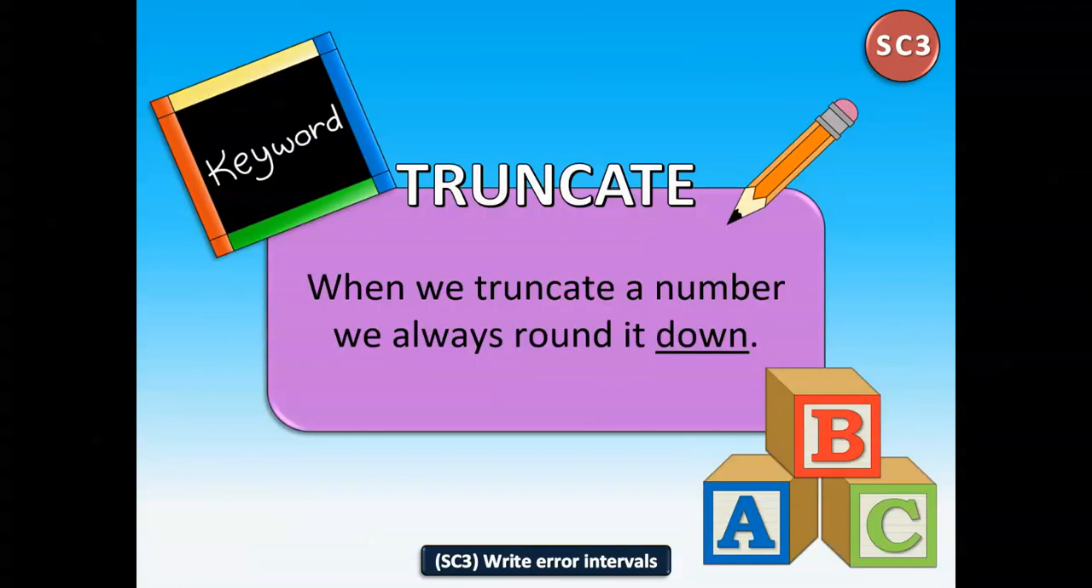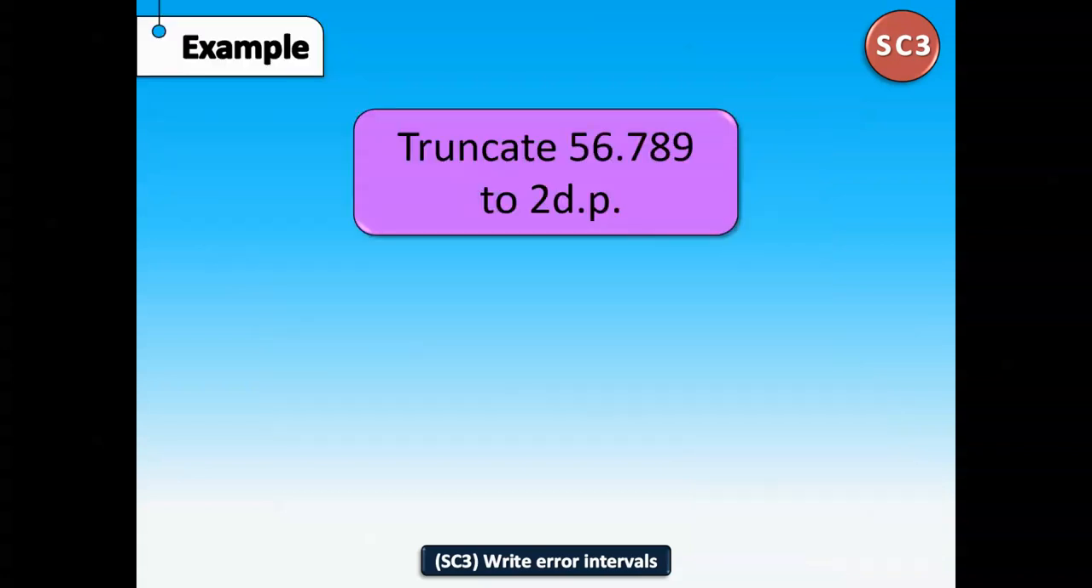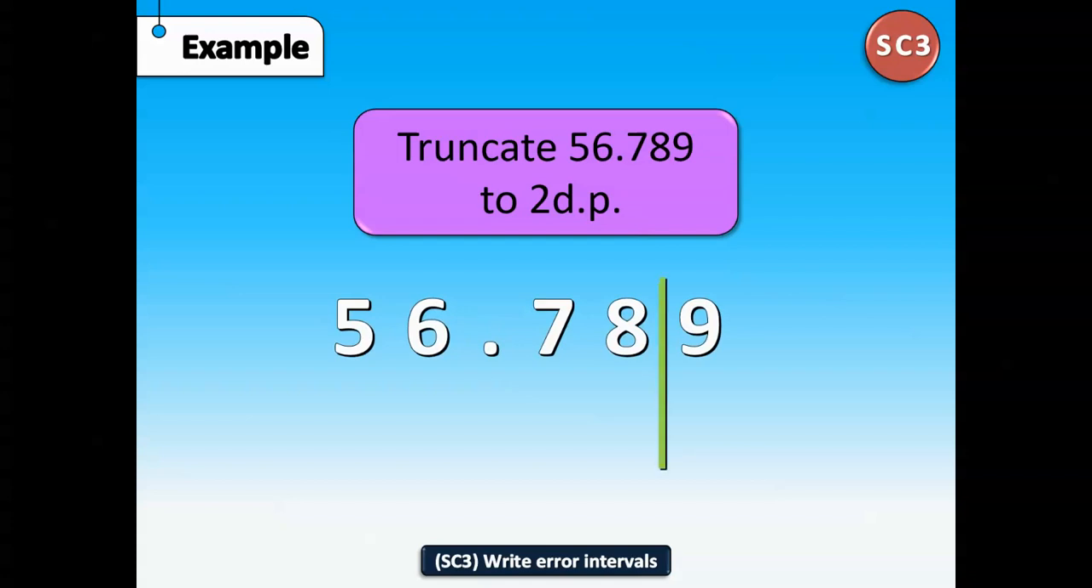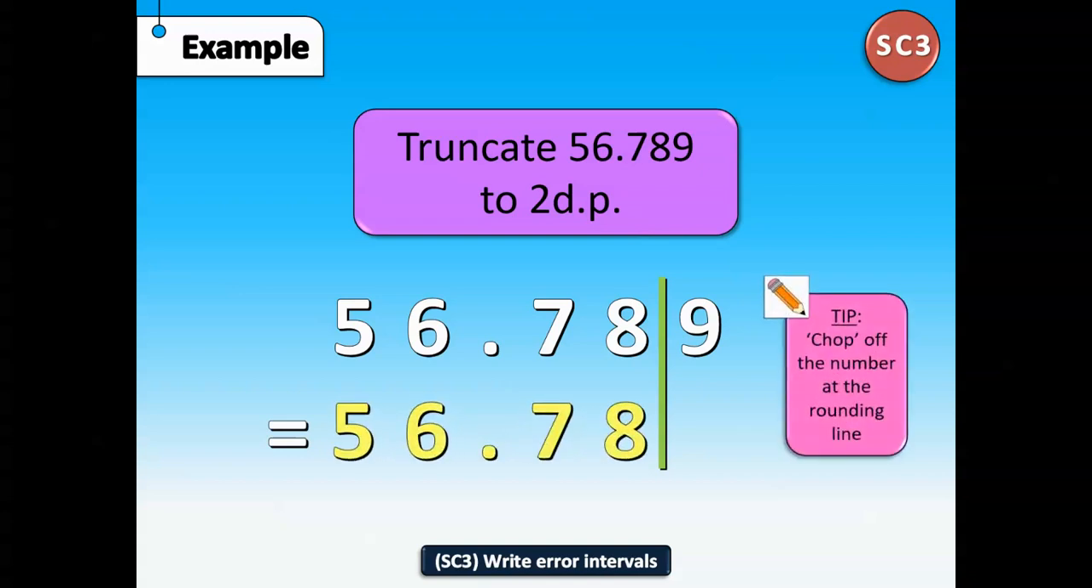When we truncate a number, we always round it down. So if we want to truncate 56.789 to 2 decimal places, we simply take off any number after the second decimal place, no matter what that number is. So we don't round it, we simply remove it. So our answer would be 56.78.